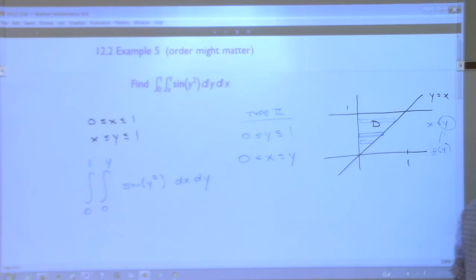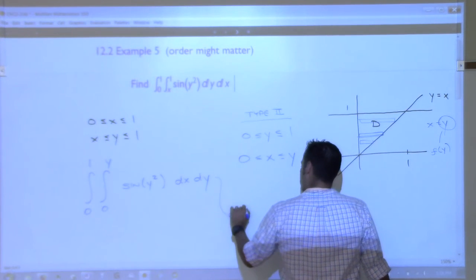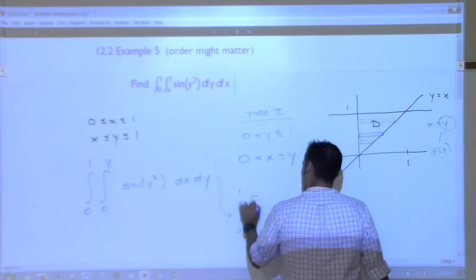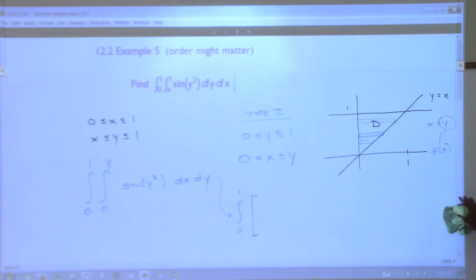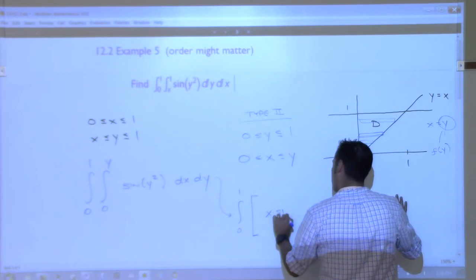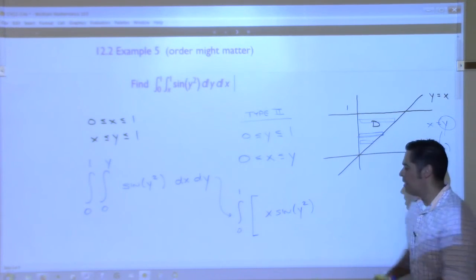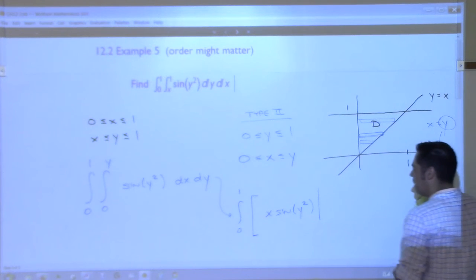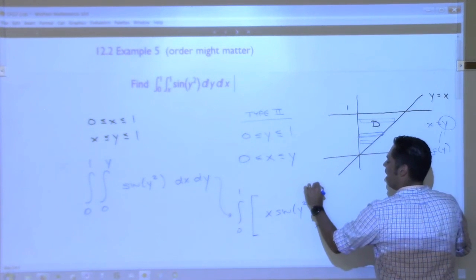Now when I integrate that, I'm going to integrate it with respect to x first, right? So let's see how nice this becomes. So this will become integral from 0 to 1. Here comes my inner integral. The antiderivative of sine of y squared with respect to x is what? x sine of y squared. Or you could put the x in the back, but I'm going to put it in the front. So that's just a constant times x. And I'm going to integrate that from what to what here? Be real careful.